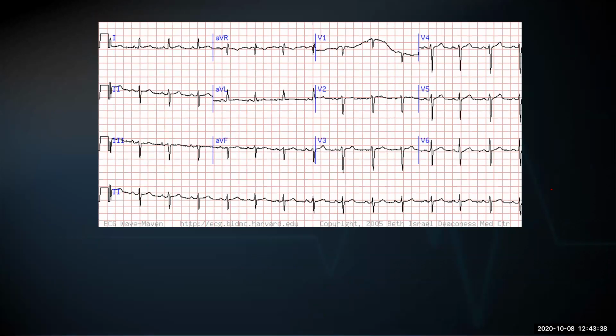All right, let's do another one. So we see positive in 1, negative in AVF. So it's a left axis deviation, S wave in 2, 3, AVF, and the tall R's in 1 and AVL. So what kind of block is this?